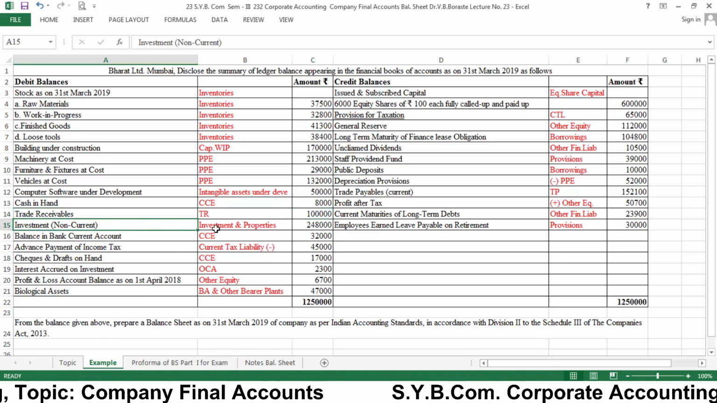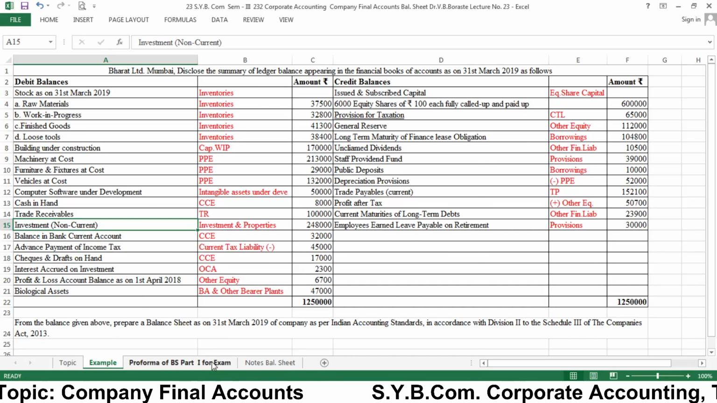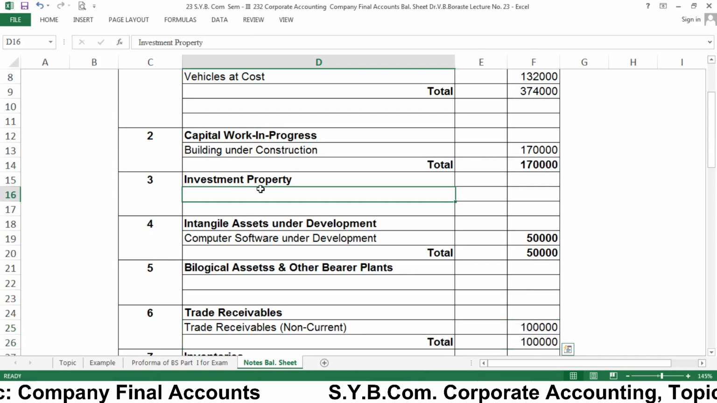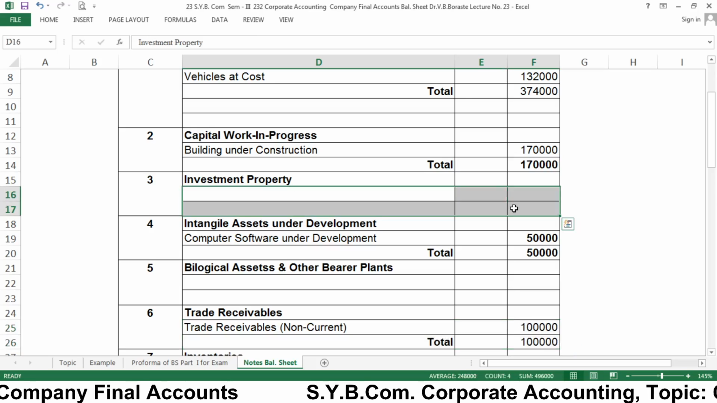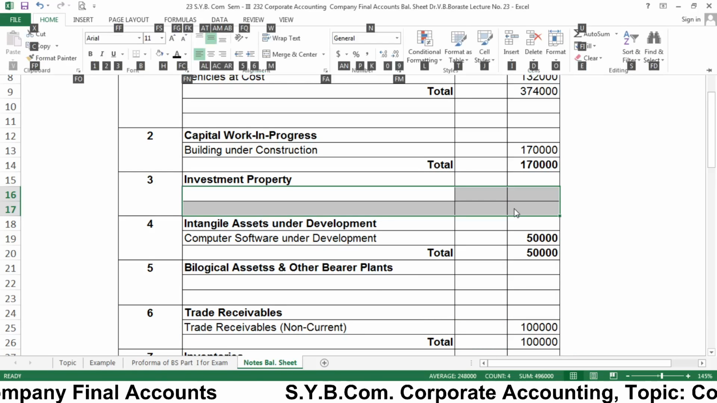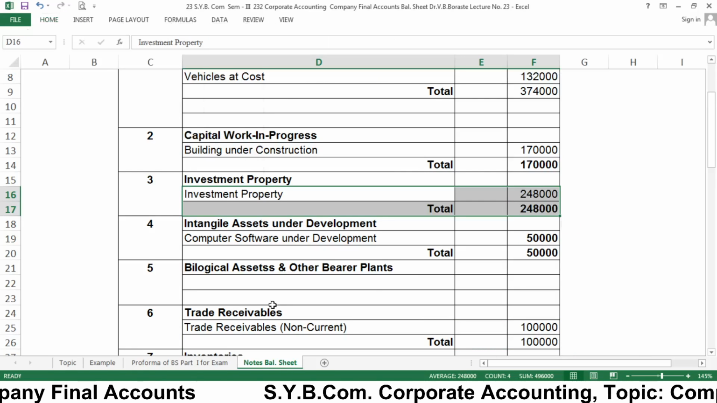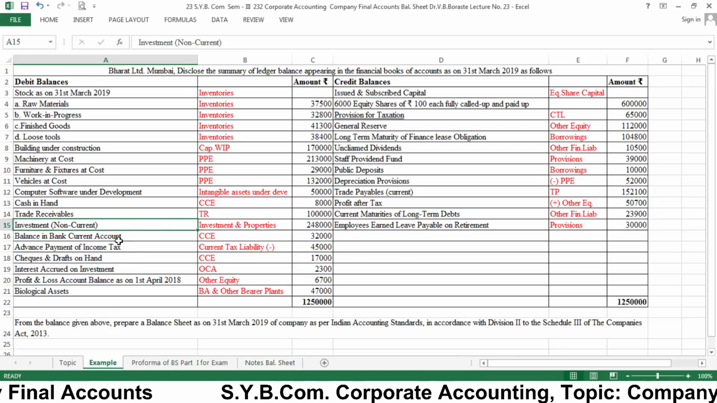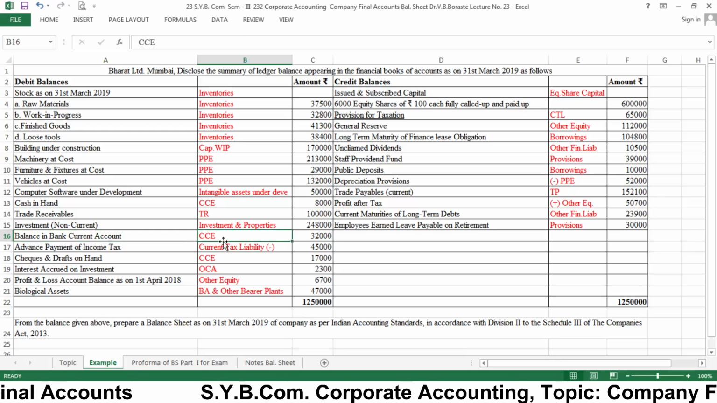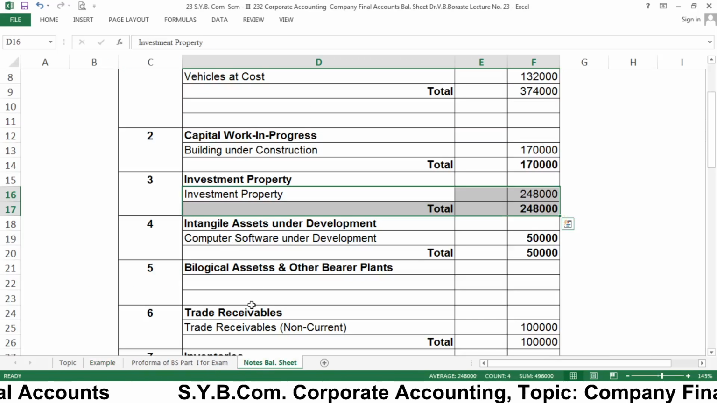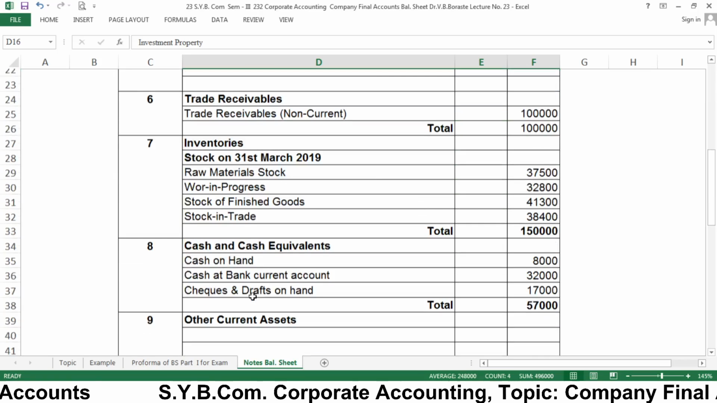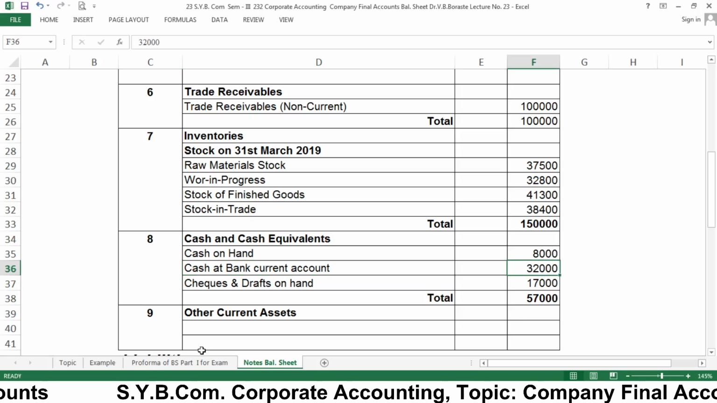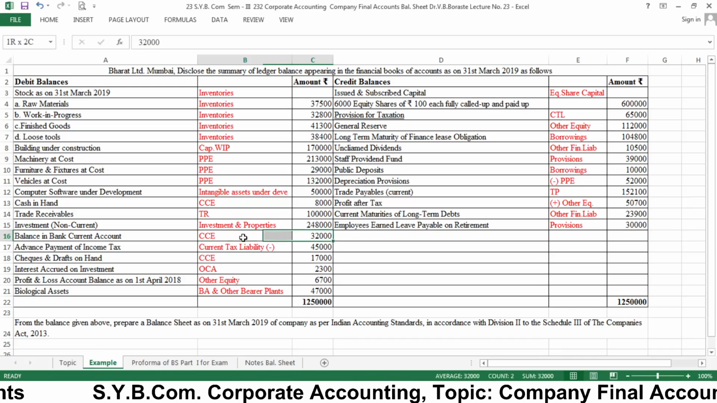Then investment non-current, that is investment and properties. On the item of investment and property, note number 3 is there, 2,48,000. So investment and properties 2,48,000. Then balance in bank current account. As I earlier mentioned, cash at bank, current account, that is 32,000. So here is the amount 32,000.